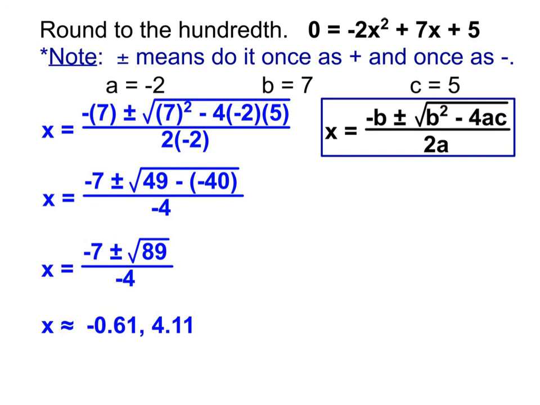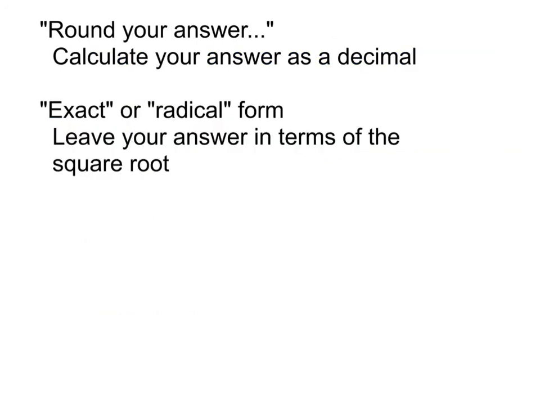But first, one other little detail. I mentioned this earlier, but it's worth formalizing a little bit. When the instructions say the words round your answer to anything, doesn't matter what you're rounding to, you're giving your answer as a decimal. So you actually have to do the work we just did of plugging it into your calculator and getting the numbers out. But if you see in the instructions the word exact, or the word radical, or even the word simplified, then you know that you need to leave your answer in terms of the square root, which is kind of nice because it means you don't have to plug it all into the calculator. You can just stop with the square root.